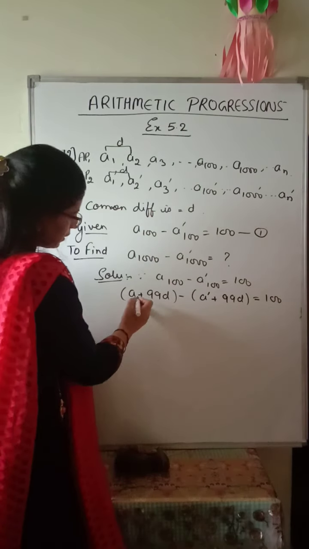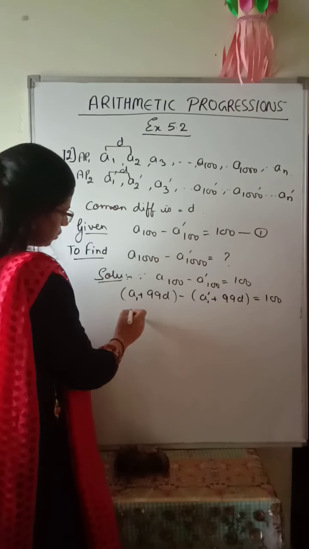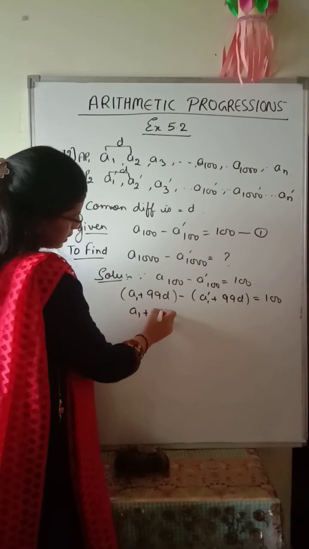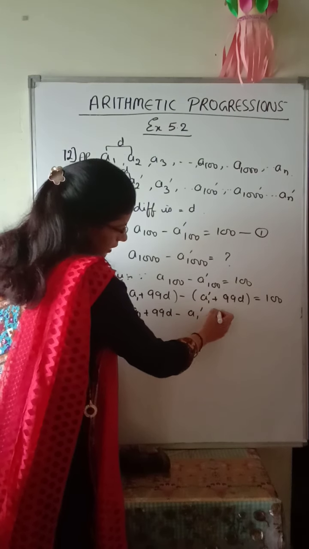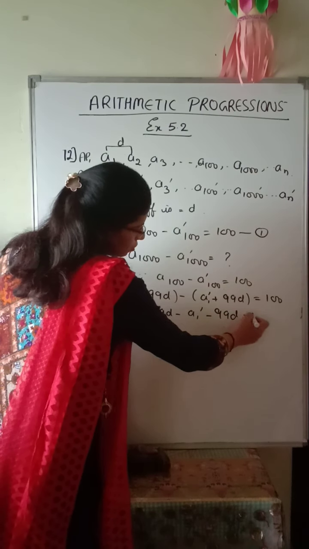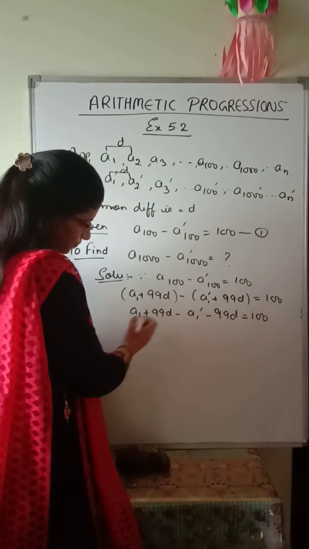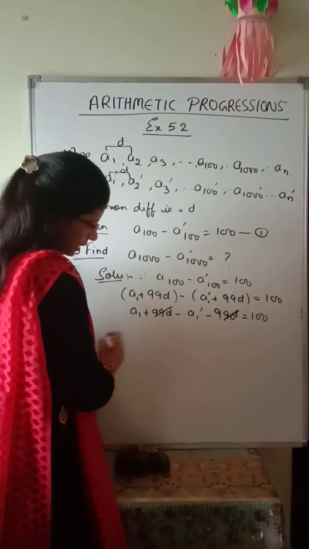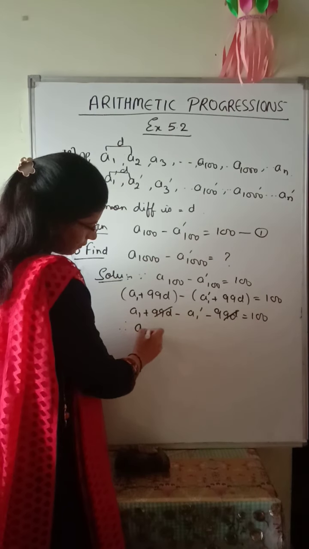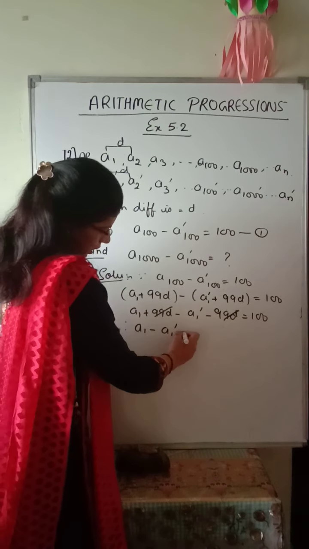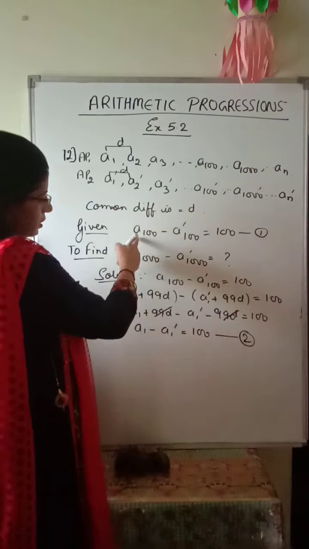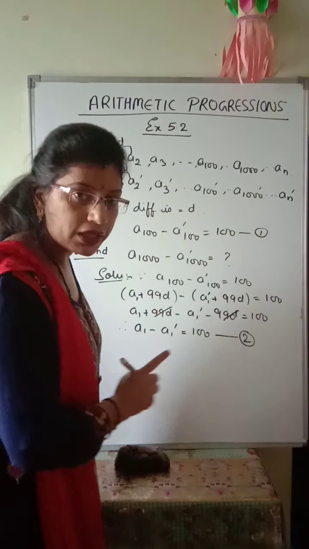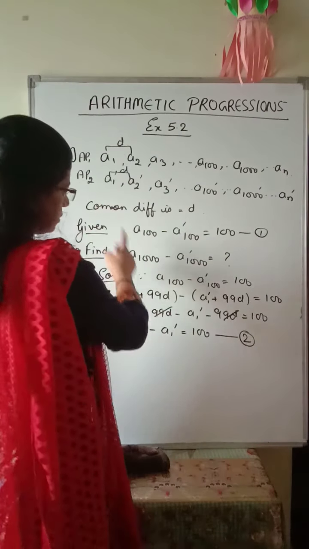Now open the bracket. This is a1. Okay, so now a1 plus 99d minus a1 dash minus 99d equals to 100. So now these two are cancelled out. So therefore what we got, a1 minus a1 dash equals to 100. That is the equation number 2. तो हमें what is given to us, from given we got this. Now what we have to find, this we have to find.